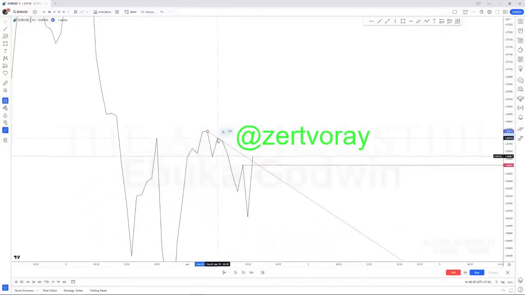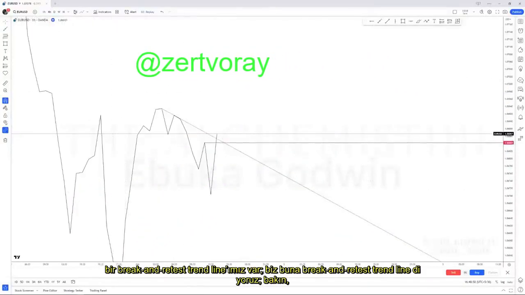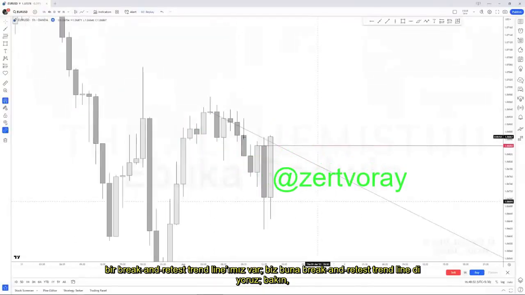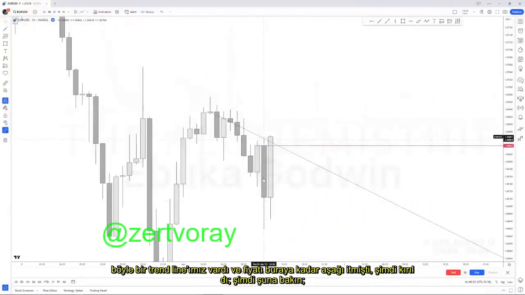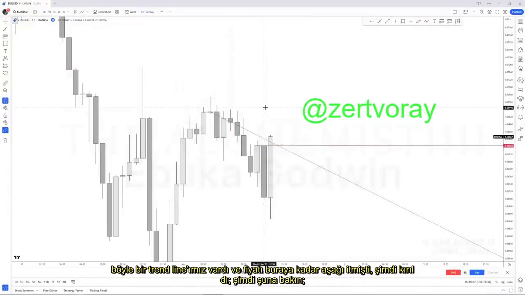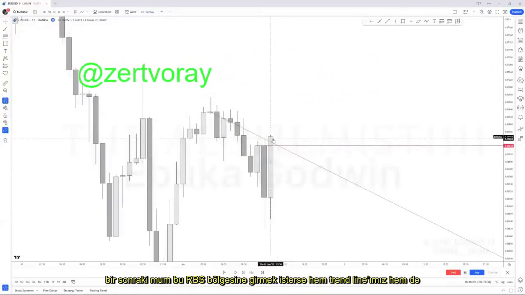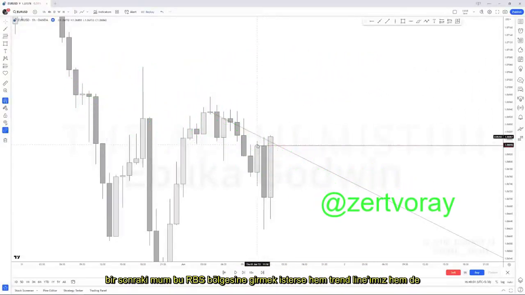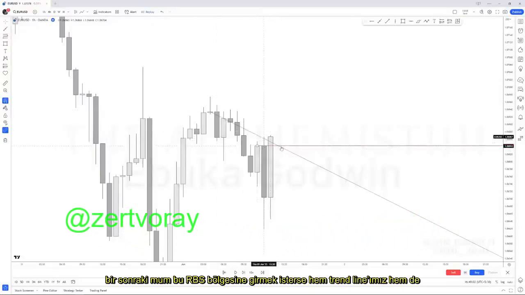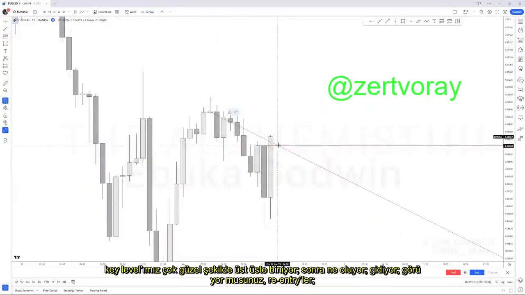There we go. We have a break and retest trend line. We call this a break and retest trend line. See, we had a trend line like this, which pushed price down here, and now it is broken. So now look at this. The next candle, if the next candle wants to get into this RBS, we have the trend line and the key level overlapping very nicely.